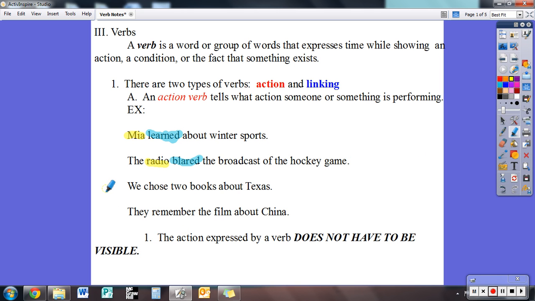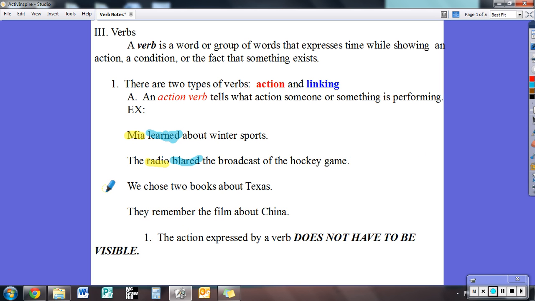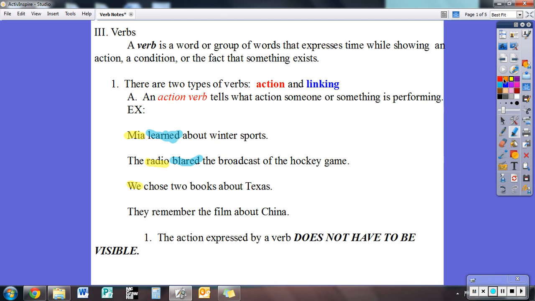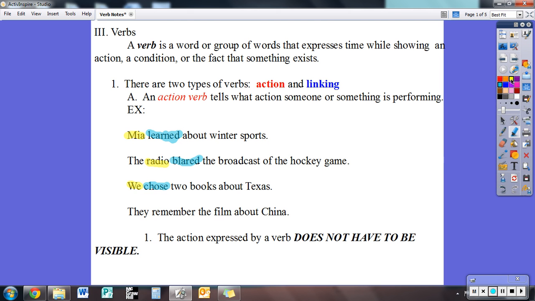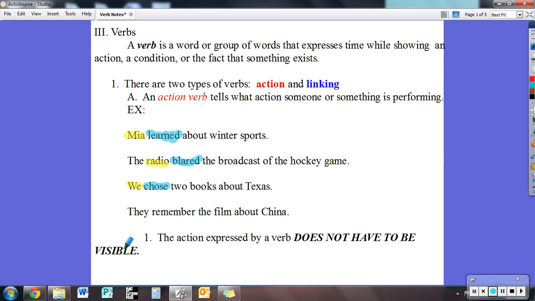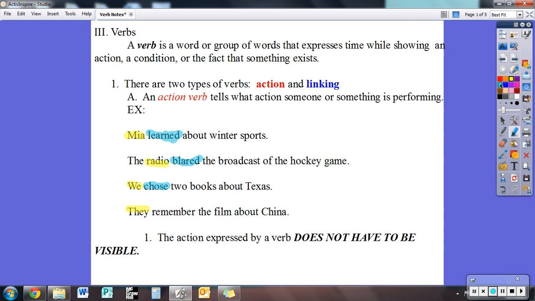So the next one, we chose 2 books about Texas. So what's the sentence about? Who's doing the action? We. That's the subject. Now what are we doing? What's the subject doing? Chose. That's the verb. And the last one, they remember the film about China. What's the subject? They is the subject. And what's the action that they're taking? Remember. So remember is the verb.